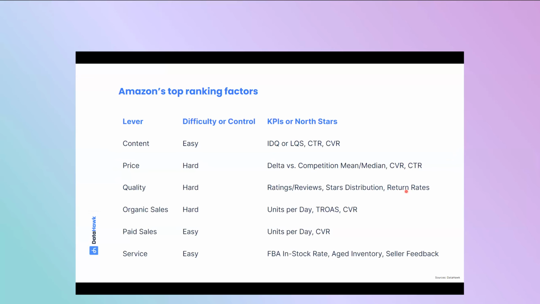Maybe the last one is service: FBA, in-stock rate, aged inventory, seller feedback. I think everyone is super familiar now with the importance of being FBA, having good inventory management, making sure that they have stock. Also, I've noticed quite a lot is Amazon's algorithm looks at your FBA inventory. They don't look at just are you FBA or not, but why on earth would they push you to position 1 or 2 or 5 when they know that you don't have the inventory that's necessary to sustain the sales that are going to stem from being on that rank, right?